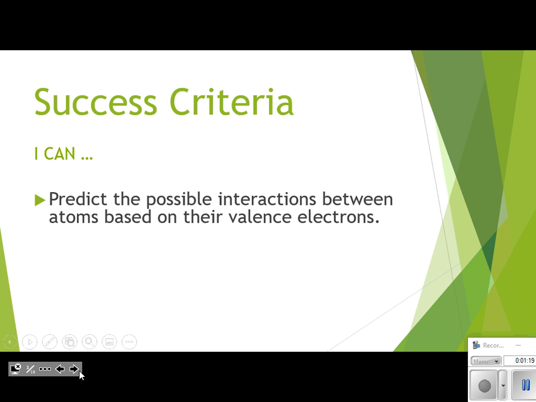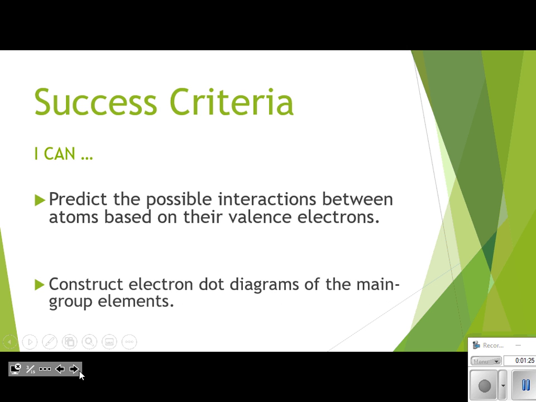Valence electrons. The second I can was I can construct the electron dot diagrams of main group elements. We hit that one too, didn't we? Now, what is a main group element again? That's from last unit, the periodic table. The S and the P block. Excellent. The S and the P block are the main group elements. So we're going to deal with writing electron dot notations of the main group elements.